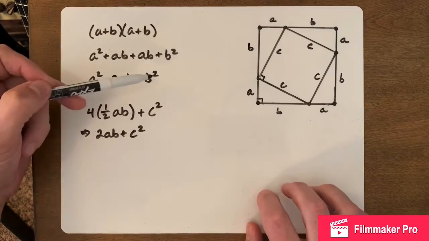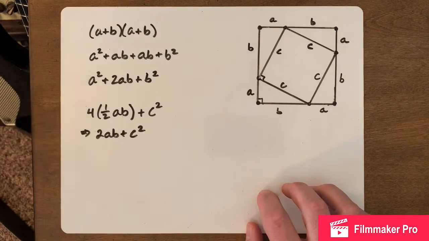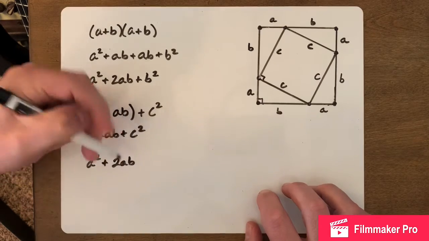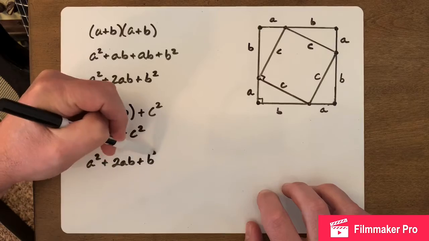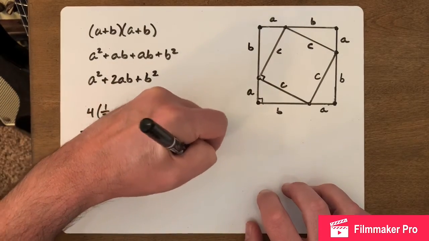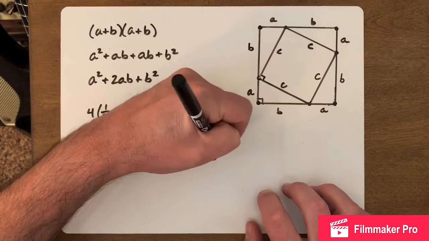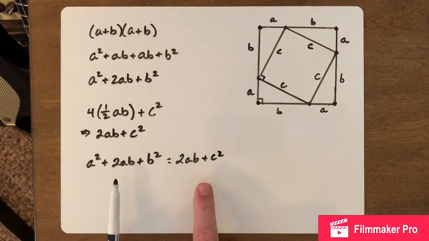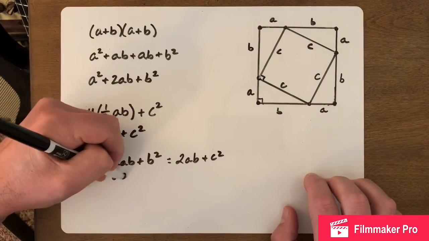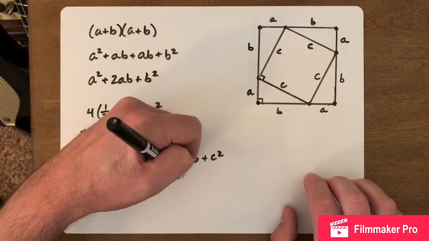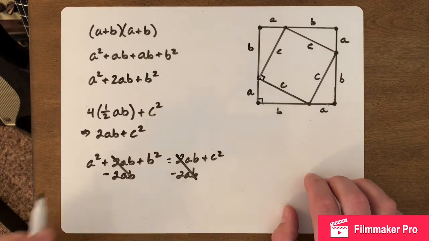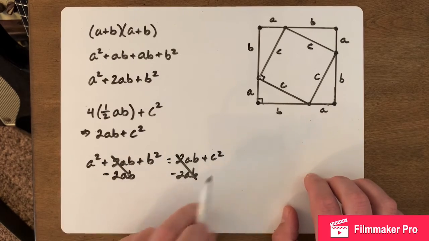So now what I do is I set this guy equal to this one. So I say A squared plus 2AB plus B squared equals this, 2AB plus C squared. Now, if both of these are equal, they both have a 2AB right here. So if I subtract 2AB on both sides, these cancel, and I have A squared plus B squared equals C squared.